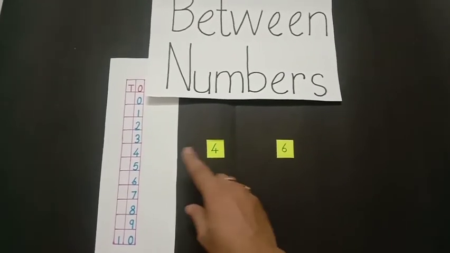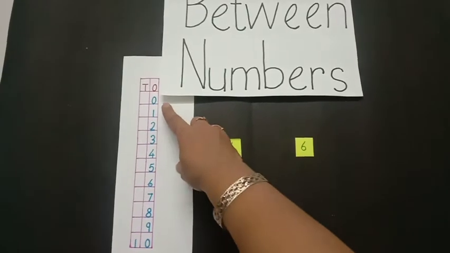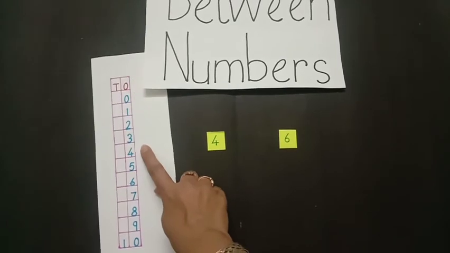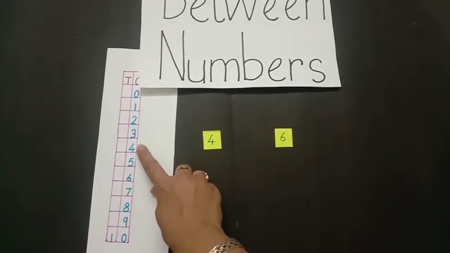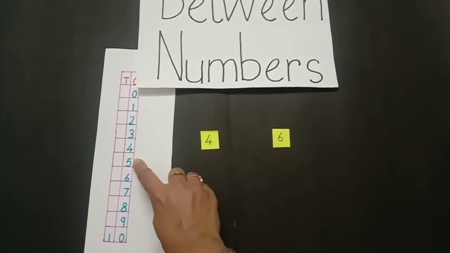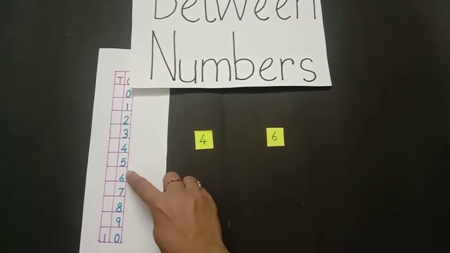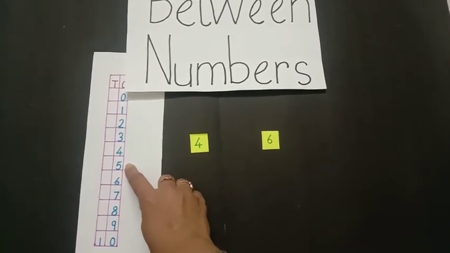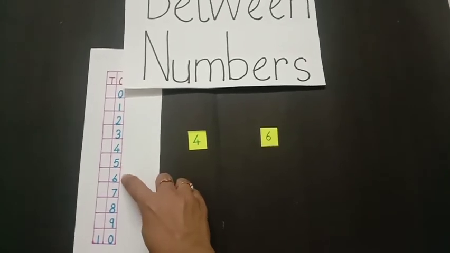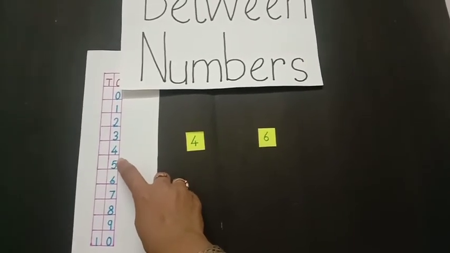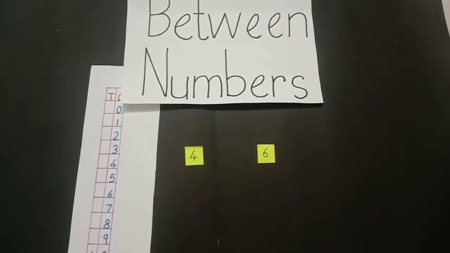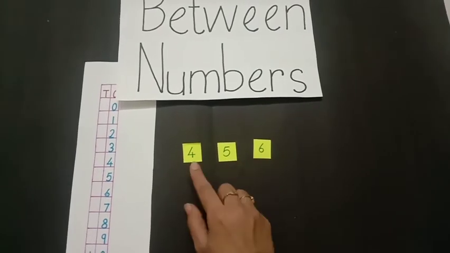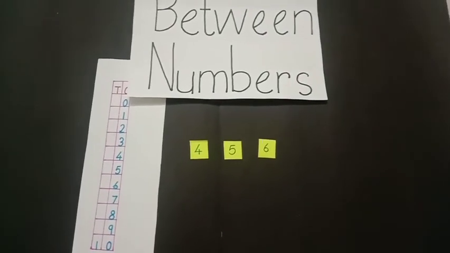So we will see in this, where is number 4? 0, 1, 2, 3, 4. Right? So which number comes after 4? Yes, 5. And which number comes before 6? 5. So which number comes between 4 and 6? Number 5. So I will take number 5 flashcard and keep it in between 4 and 6.